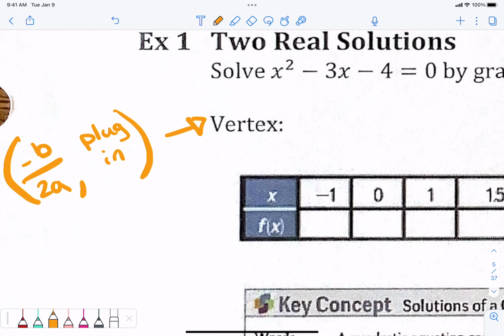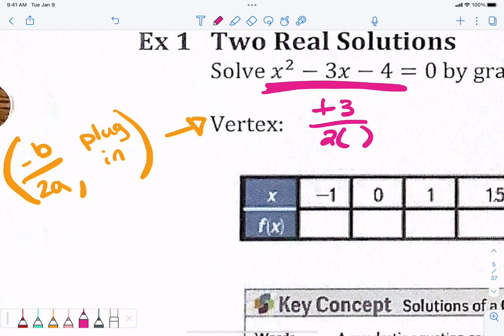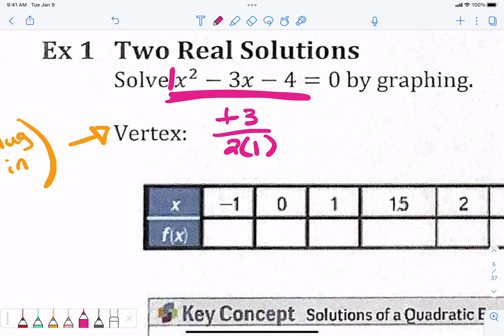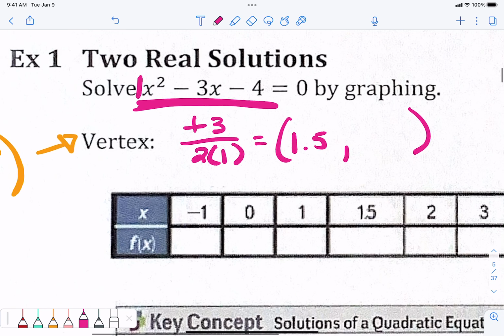So negative b, what is negative b? It'll be negative 3, which makes it a positive 3, so it just switches the sign. Over 2 times a, what is a? 1. So 3 divided by 2 times 1. 3 over 2 is 1.5 as a decimal. Now I find the y-coordinate by plugging it in.